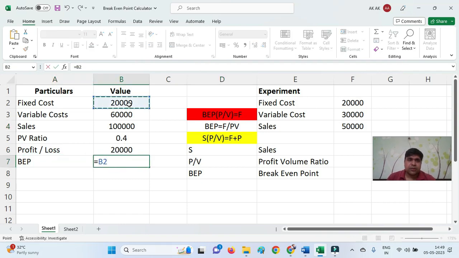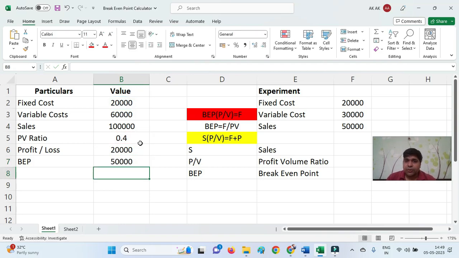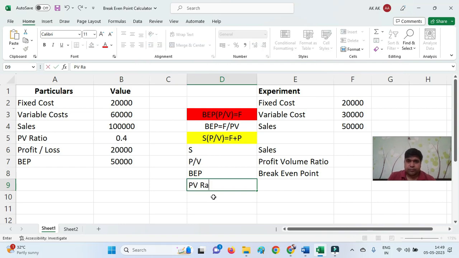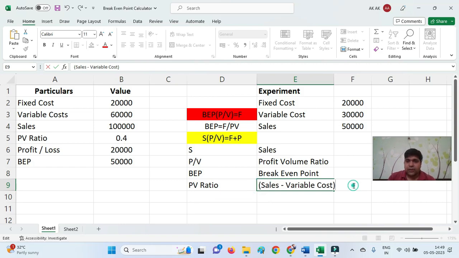So now what is BEP? F is fixed cost, 20,000, divided by PV ratio. How do we calculate PV ratio? Let me tell you, because I have not told you how to calculate PV ratio. PV ratio is, let me write here, equal to sales minus variable cost divided by sales. So that also we can do here.